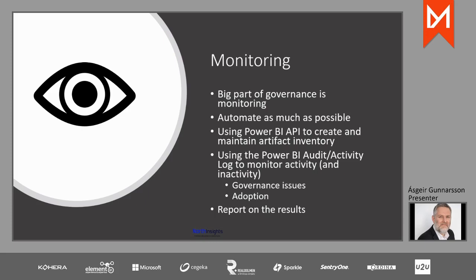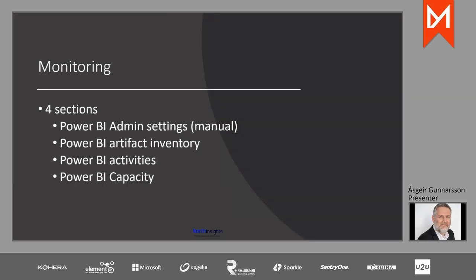There are basically three parts that I'm going to cover. Well, I'm going to cover four parts, but three are the most important. It's creating an artifact inventory, which you can do by using the Power BI REST API. It's getting the audit log, or the activity log, which has changed name a little bit in the last few months, to get information about what's going on and who is doing what, and then reporting on the results. Besides that, I'm going to touch a little bit on capacity monitoring and automation. So I'm going to do these four sections.